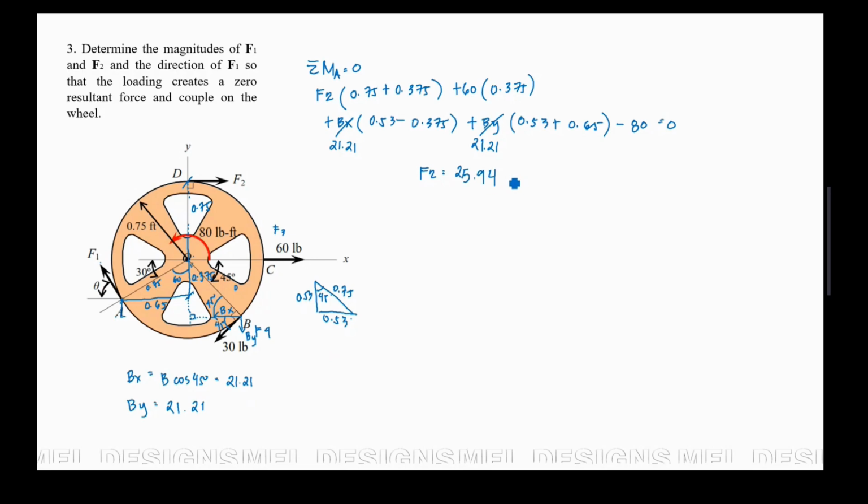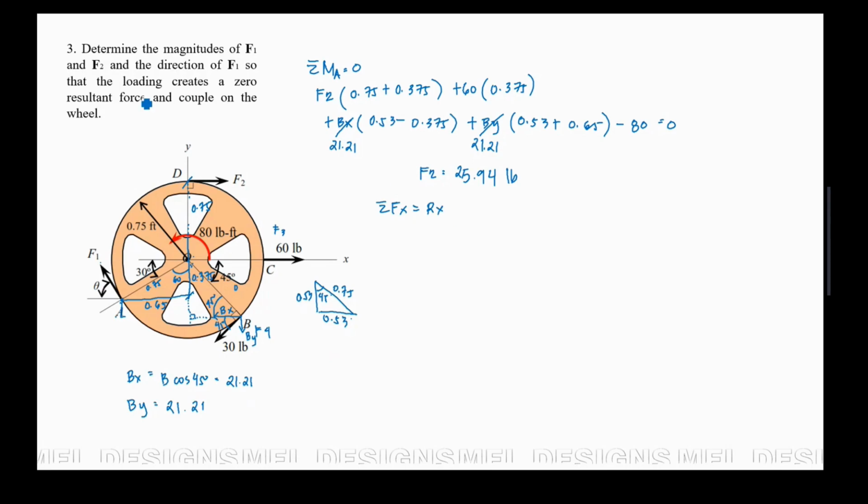25.94 pounds. Okay. So F2 is 25.94. Next, we will determine the value of F1. So let's take the summation of forces, since we now have the value of F2. We can take the summation of forces along the x-axis. So that will be our resultant at the x-axis.